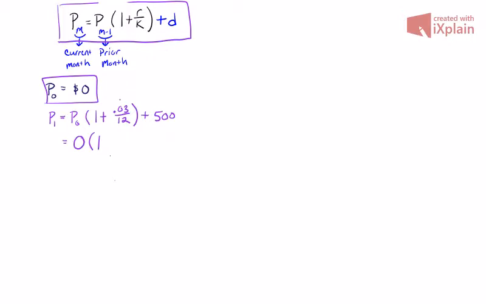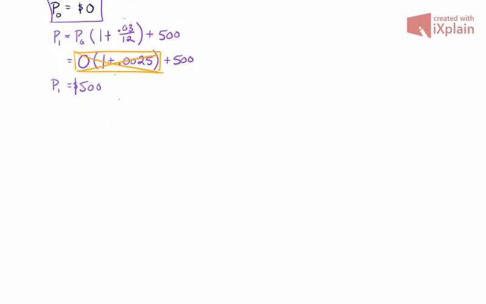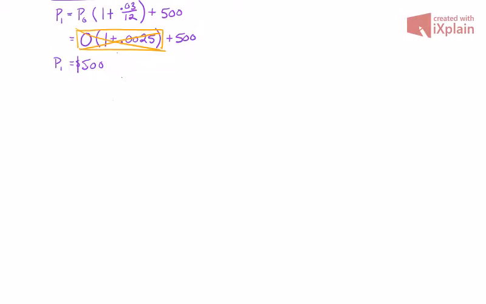So here we have 1 plus, and then 3% divided by 12 will give us 0.0025 plus 500. Now, I know in this case right away, 0 times this quantity is just going to 0 out. So my result then will be p sub 1, I'll just bring that down, is equal to $500. Okay, so we're just going to continue in this fashion.